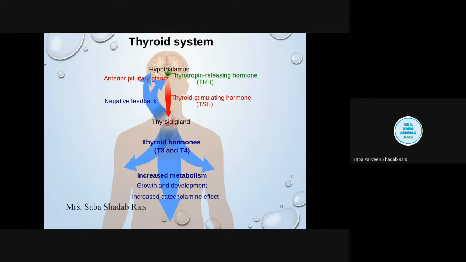Its hyposecretion in children causes cretinism. Its hyposecretion in adults will cause myxedema. Hyperactivity is also very much dangerous. It is going to cause exophthalmic goiter. So this is all about the hormone thyroxine.